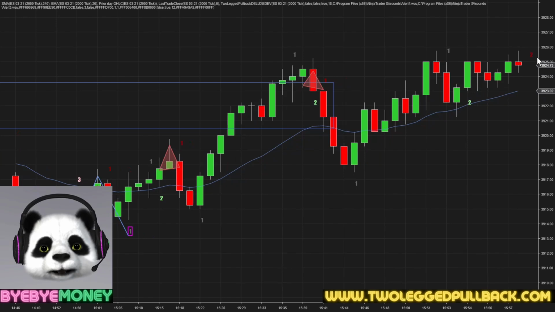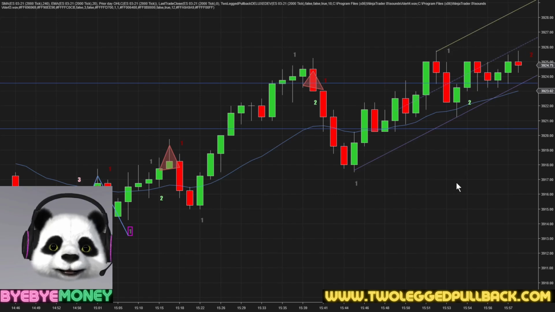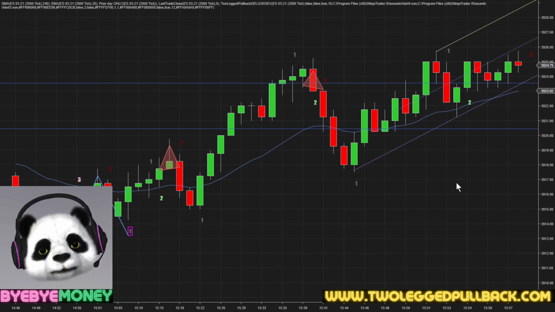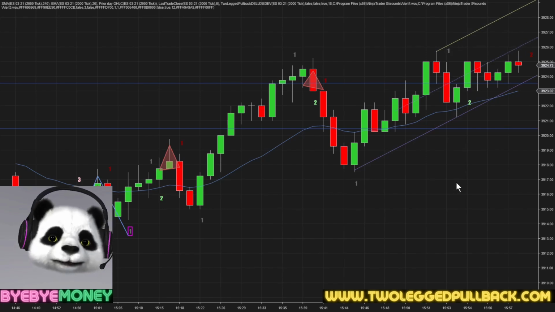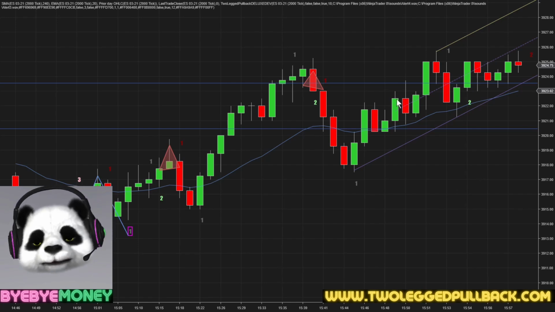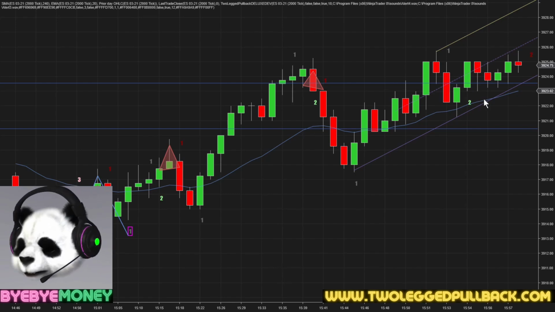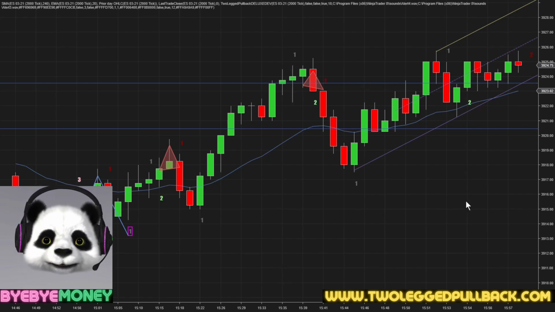Okay, so we have a second entry here, and this is actually a lower high, and it's grinding up. And I actually took this trade. I took this trade even though it was a doji, but I took it because of the lower high setup. Lower high, and thinking failed breakout of this trading range that we have here.